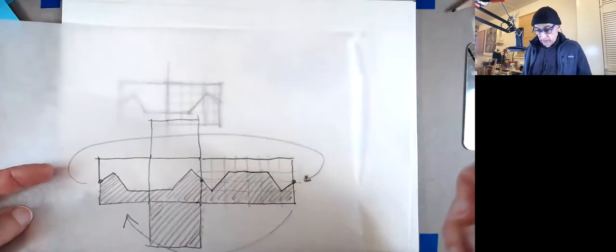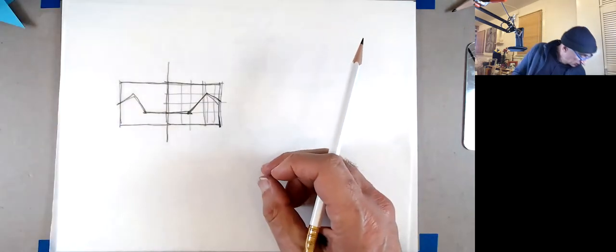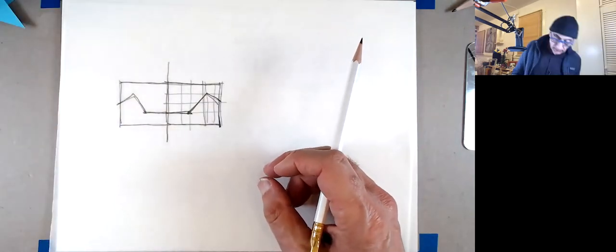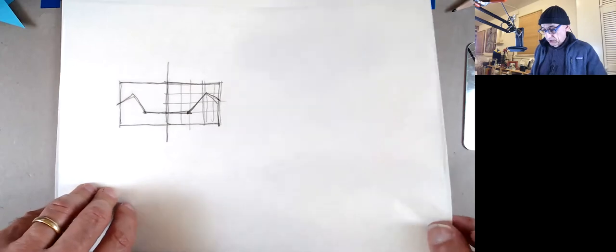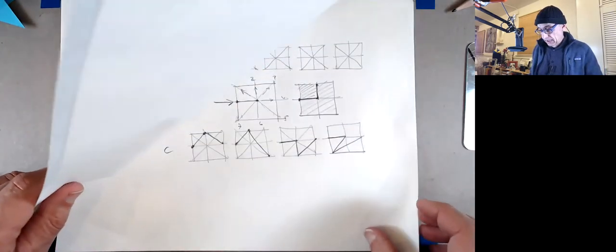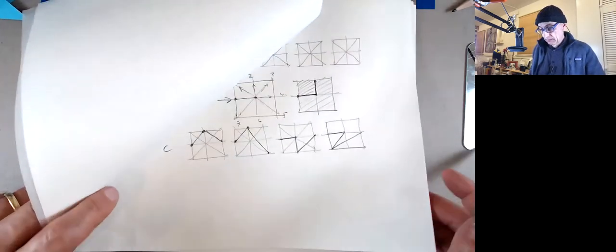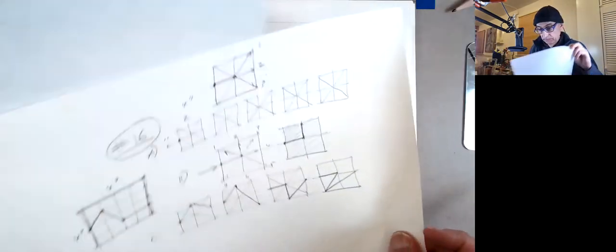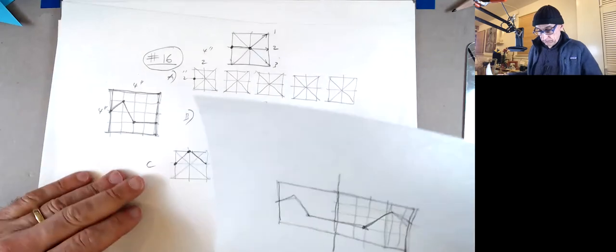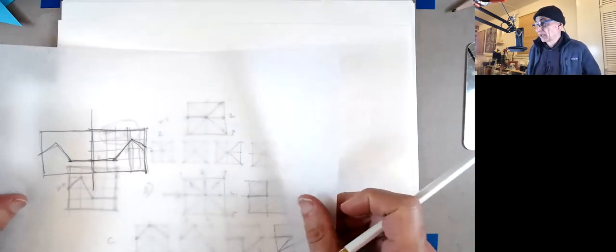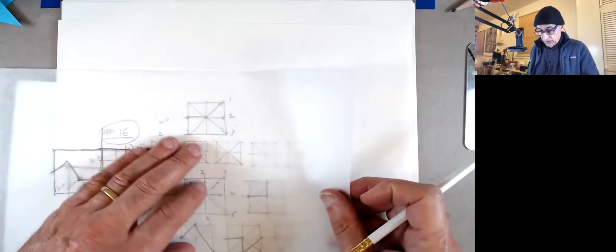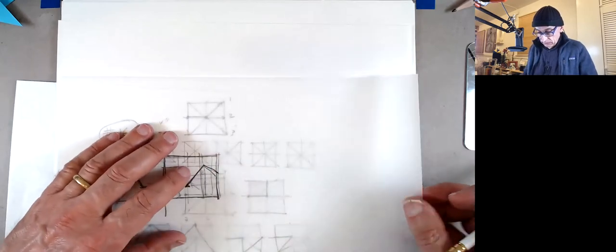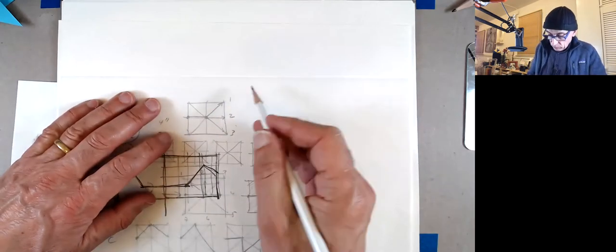So I'm just gonna repeat now the process for a 2x2. Let's see what happens. It really is exactly the same thing. So if we took that initial design, and now this is such a simple design that I think I can do it without having to use tracing paper twice.